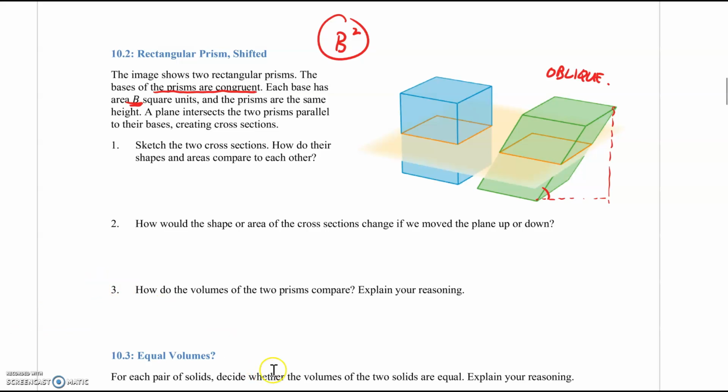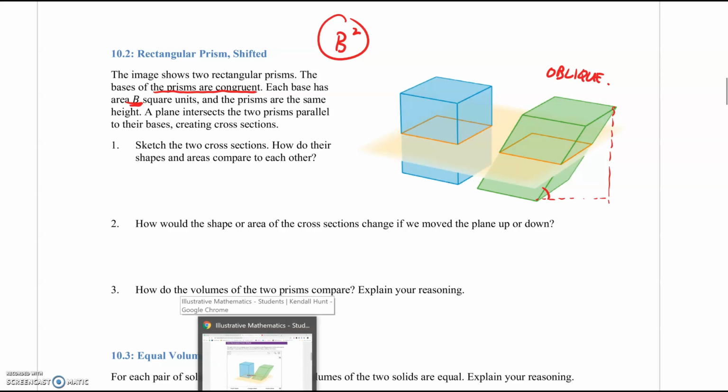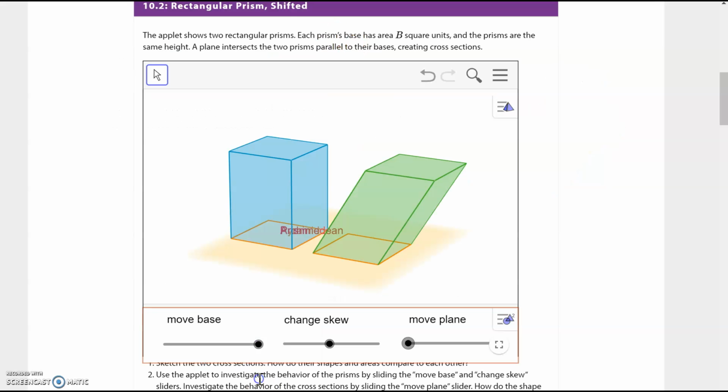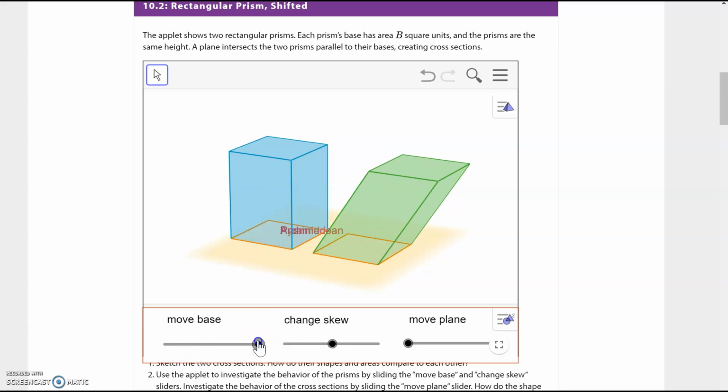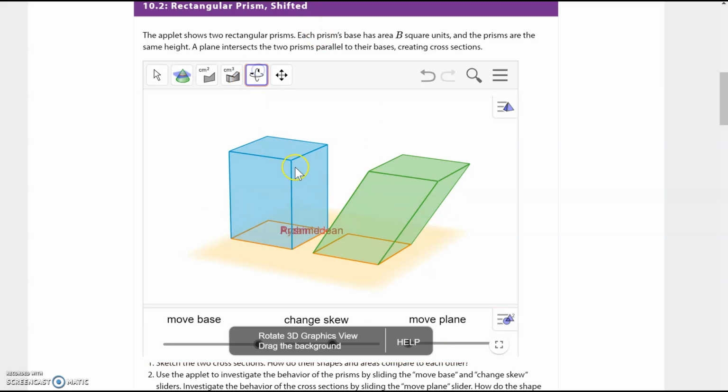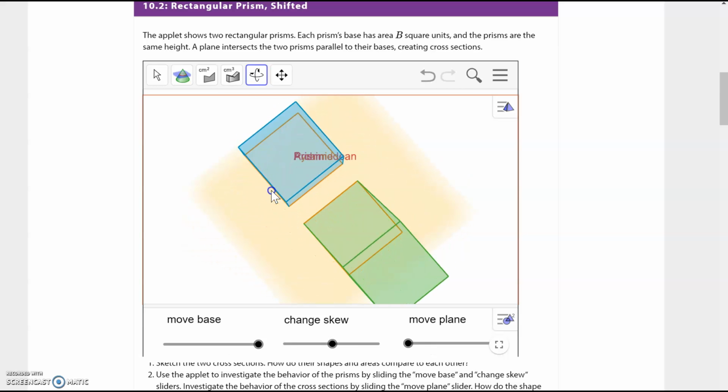So in order to examine this one, we're going to take a look at one of the applets that's built into the IM website. And here it is. You can change the skew. You can move the bases together, overlap them, move them apart. And then you can move the plane up or down. We can also rotate these so we can really take a look.